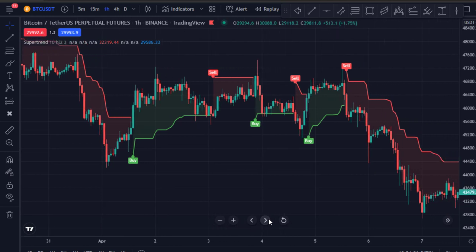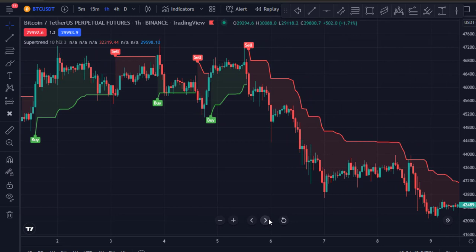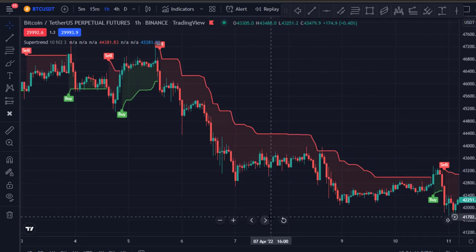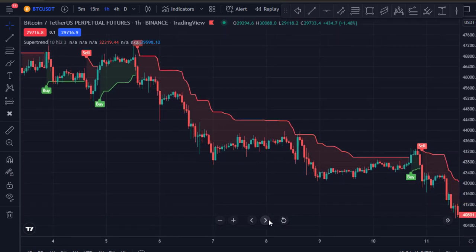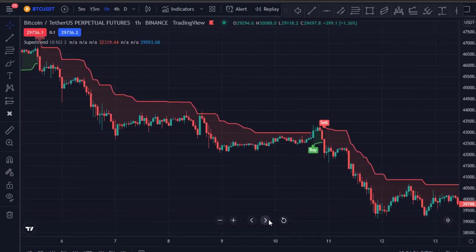A good thing about this indicator is that not only is it very simple to use, but it's also a very good indicator because the Supertrend is based on the ATR. So that means the indicator generates signals not only based on the momentum, but also on the volatility of the market.